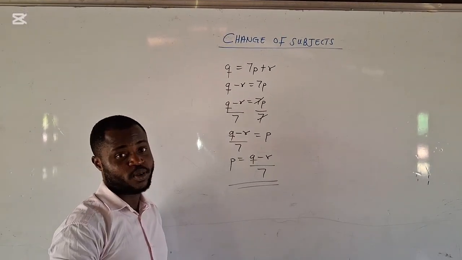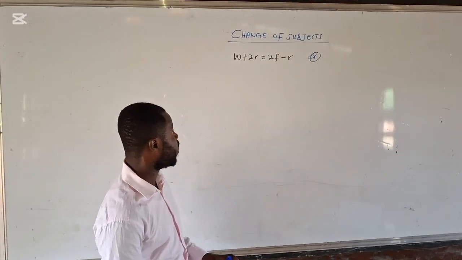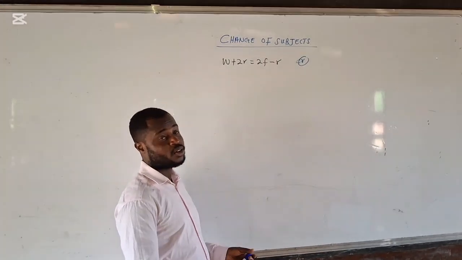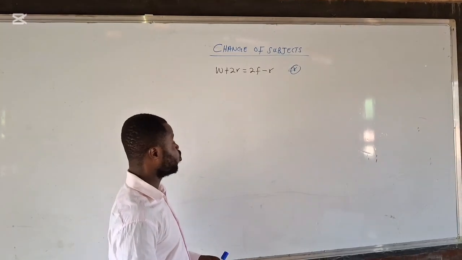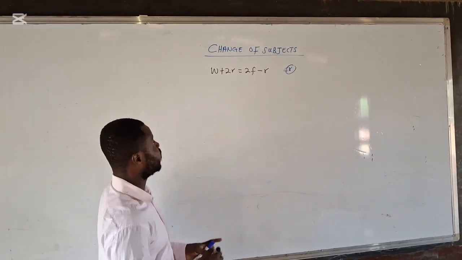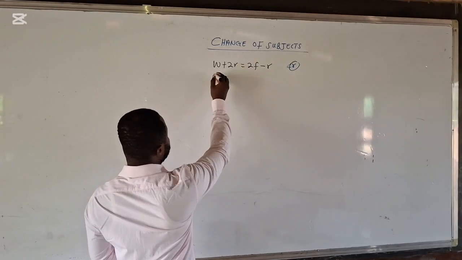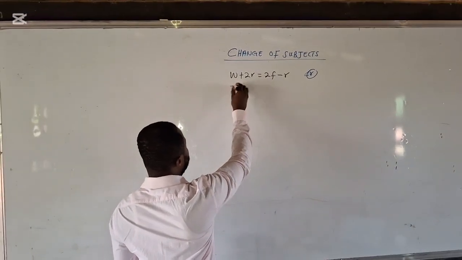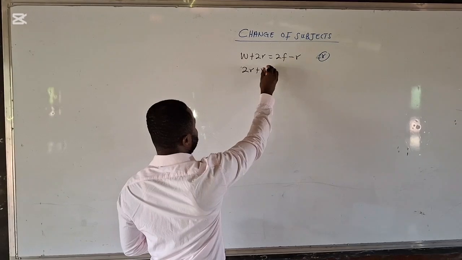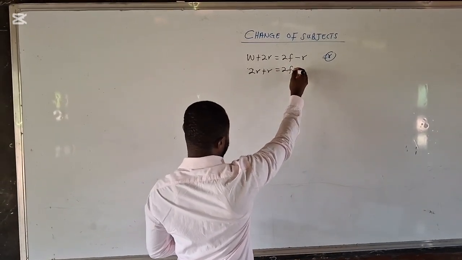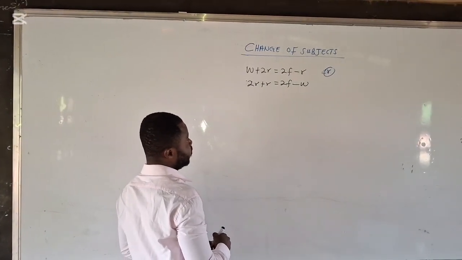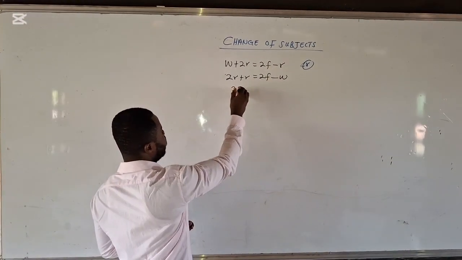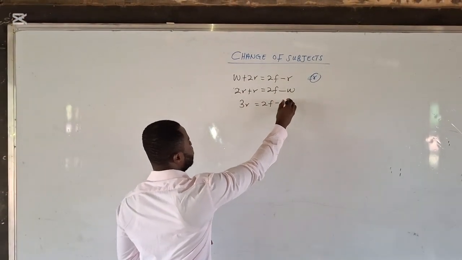Now let's quickly take another question on change of subject. With question 2, we have w plus 2r is equal to 2f minus r. We have to make r the subject. We can see that we have r at both sides, so we have to group them to one side to help us make it the subject easily. So we have 2r, then this one crosses and will be plus r. Then we have 2f, then this one will come as minus w. Now we have 2r plus r, which simply gives us 3r is equal to 2f minus w.